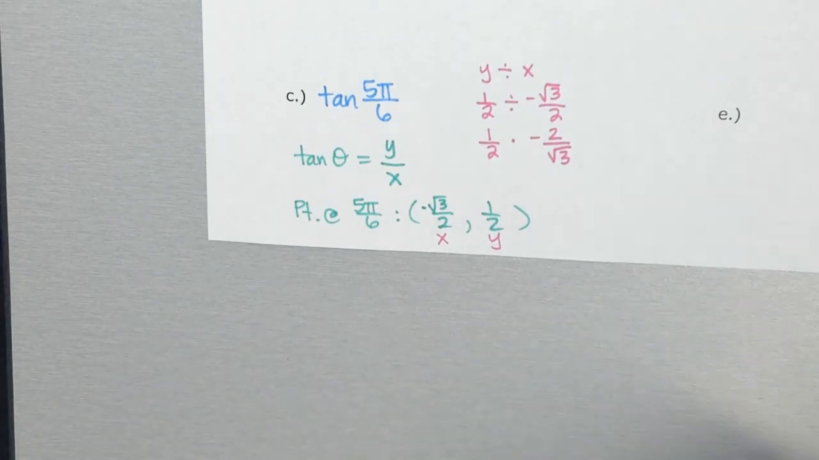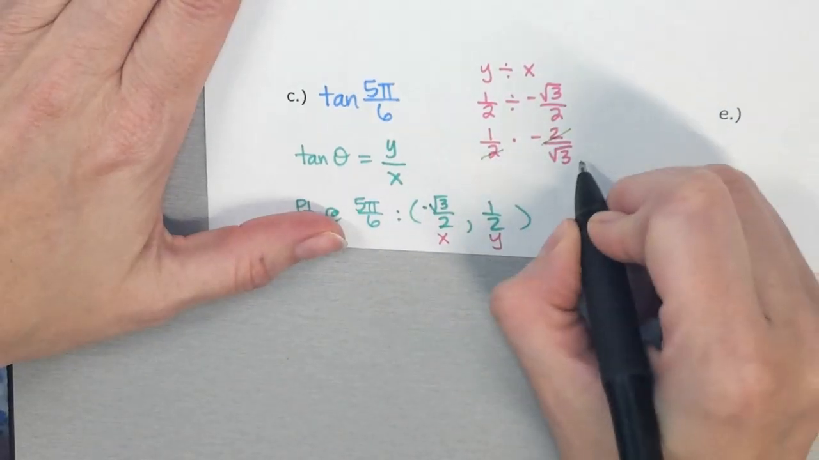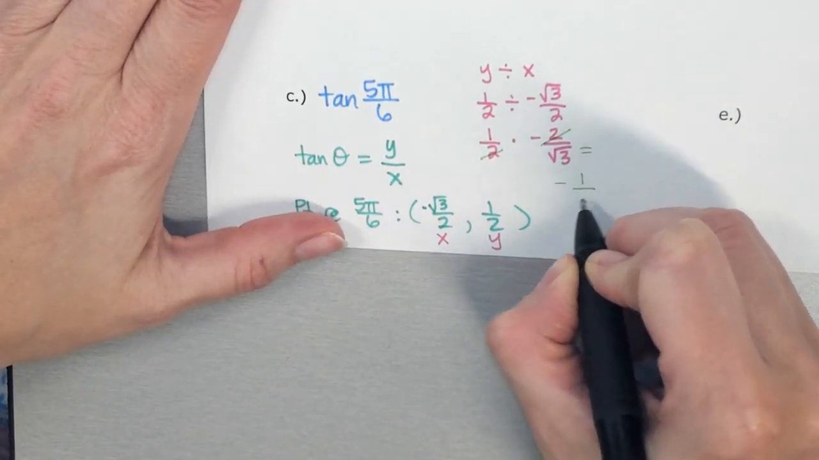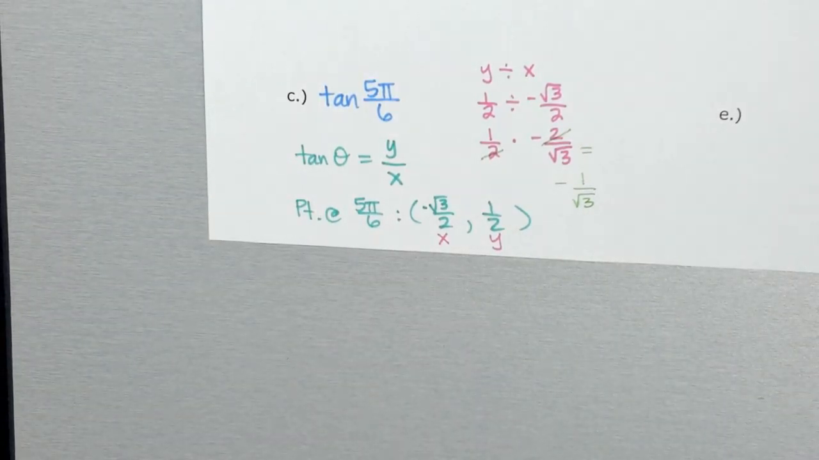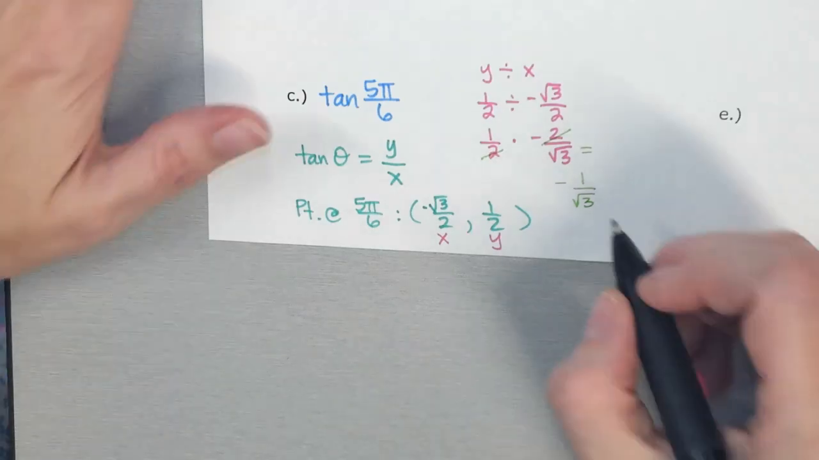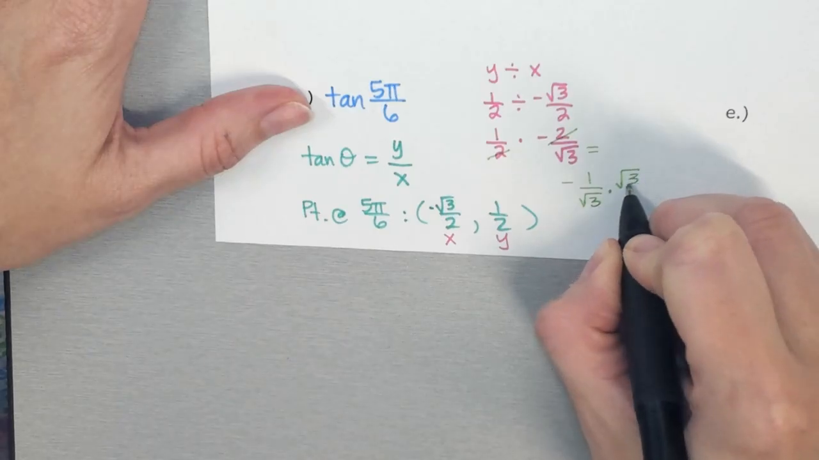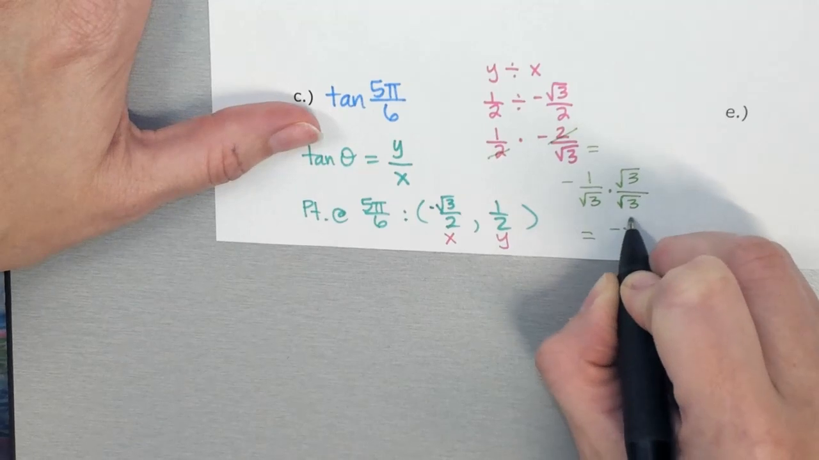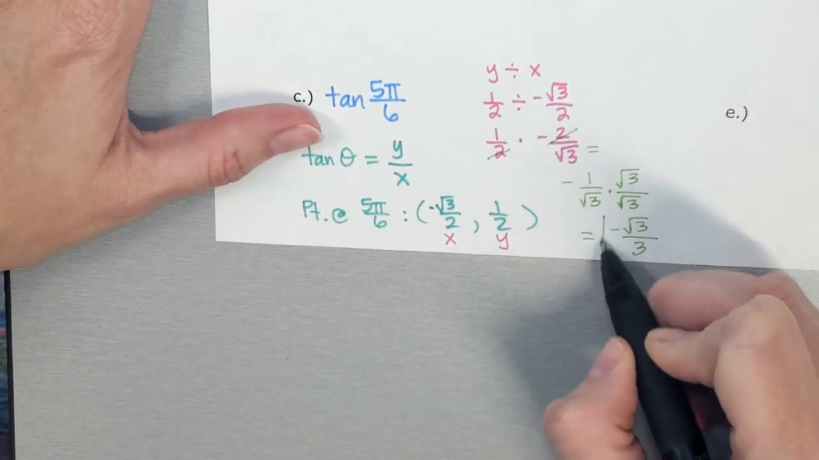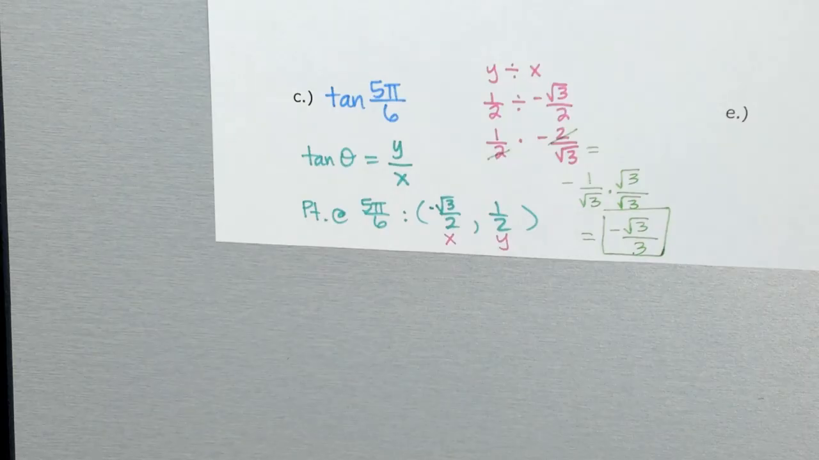All right, and then we're going to simplify. So the 2's are going to cancel. You have negative 1 over root 3. You don't want to leave it like that. So what are you going to do? Right, yep, we're going to rationalize. We're going to multiply by root 3 over root 3. So negative 1 times root 3 is negative root 3. Root 3 multiplied by itself is going to be 3. So this is your value for the tangent.